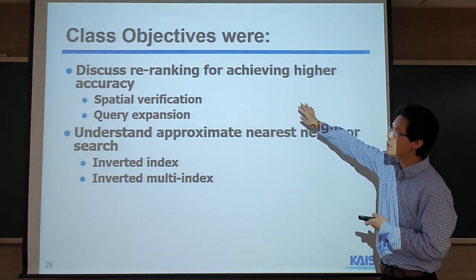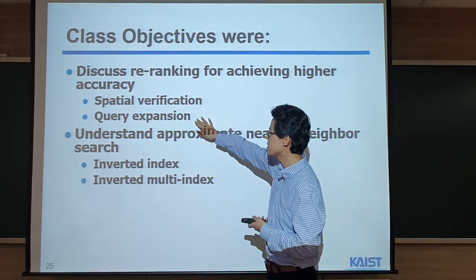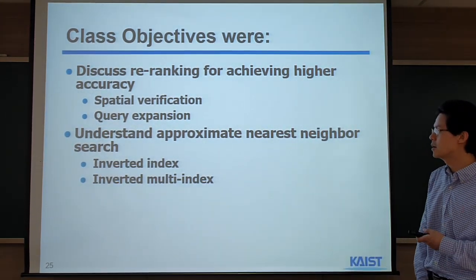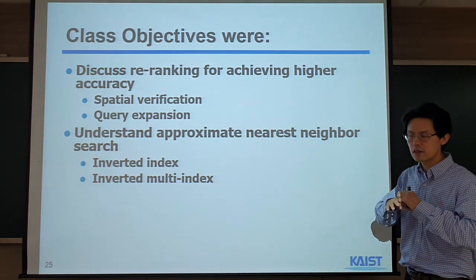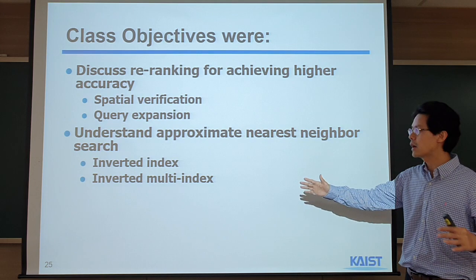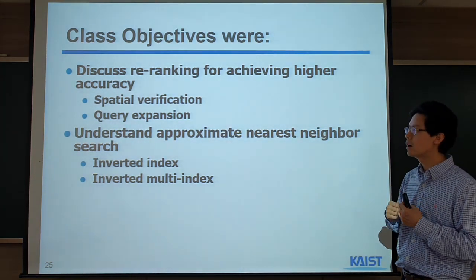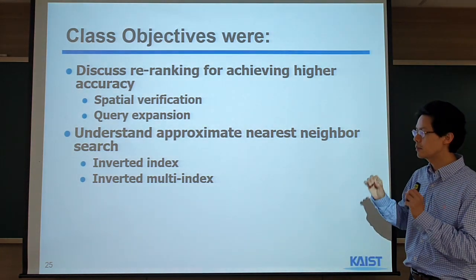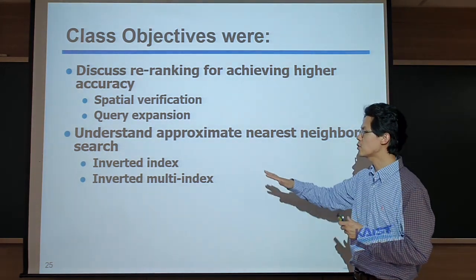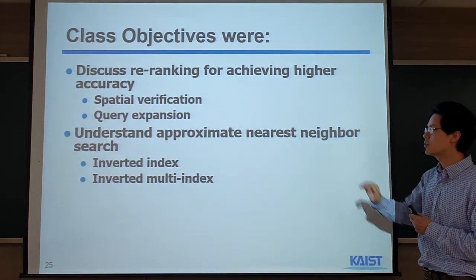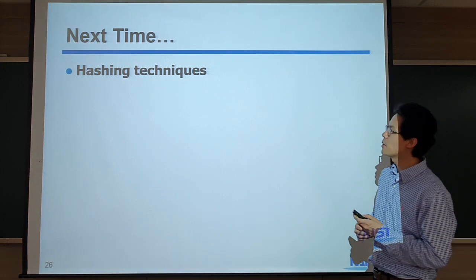So today, I wish that you can understand the main idea of re-ranking for achieving high accuracy based on spatial verification and query expansion, and also the approximate nearest neighbor search using the inverted index and the recent inverted multi-index. The main reason is that we only scan portions of the database, and that's how we improve the performance. But by doing that, we lose a little bit of accuracy since we didn't go over all the data in the DB. That's why it is an approximate approach. So we talked about approximate neighbor search to accelerate the image search algorithm and some of its components. Next time, I'll talk about hashing techniques.